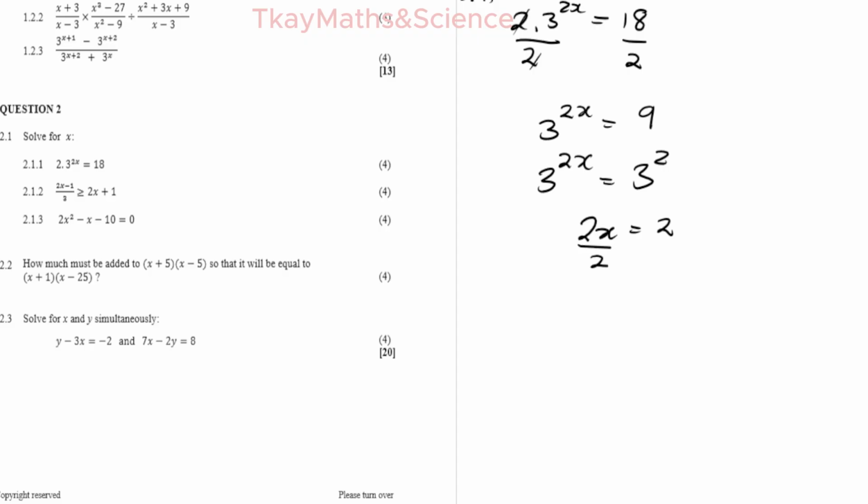Then here we divide by 2, here we divide by 2. So now our x becomes 1. Okay, then get a 4 marks.